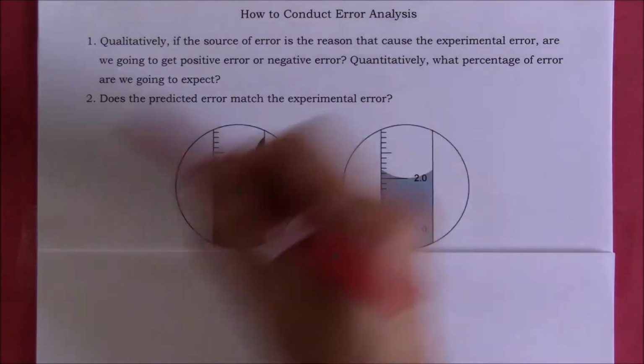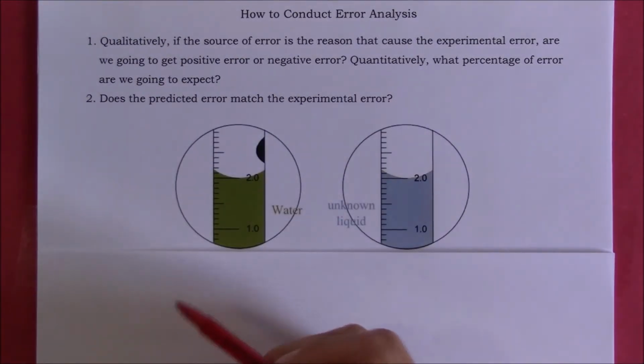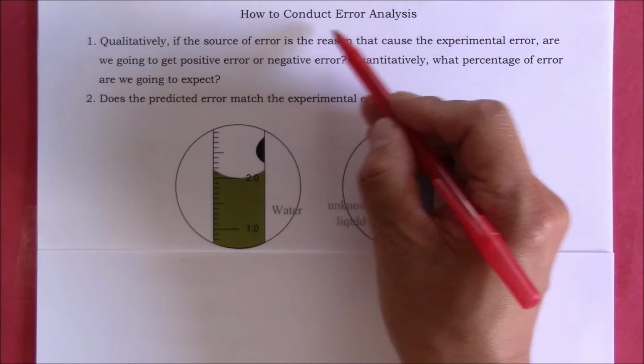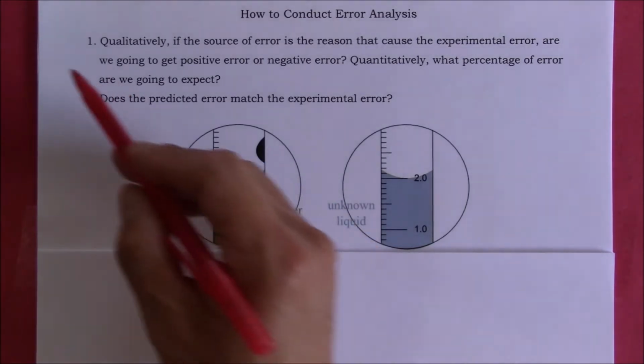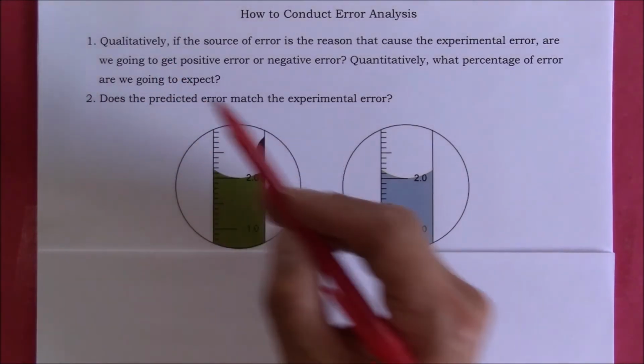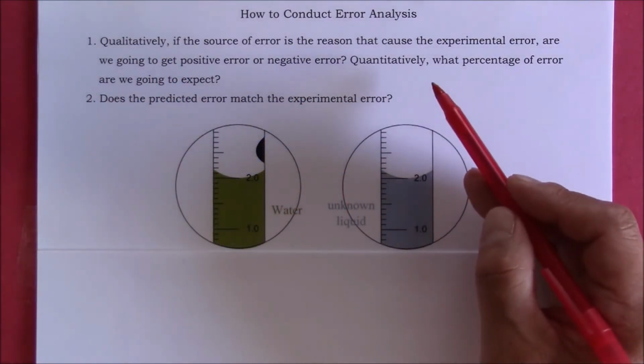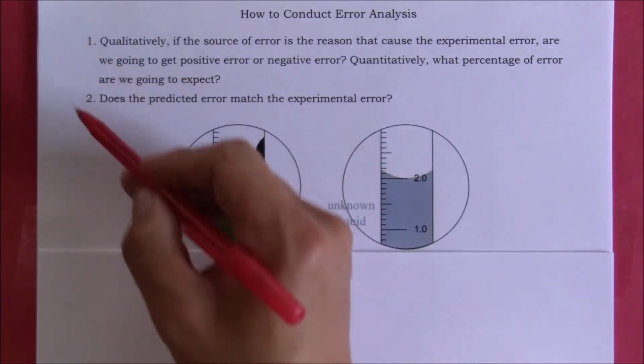Now let me use experiment 1 as an example to explain how to conduct error analysis. When we conduct error analysis, we want to know whether a particular source of error contributes to the observed experimental error. It can be done qualitatively. It can also be done quantitatively.